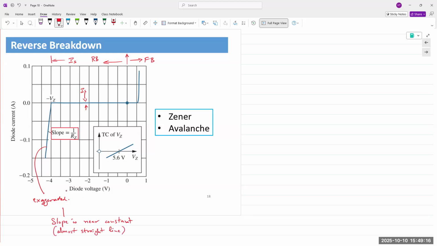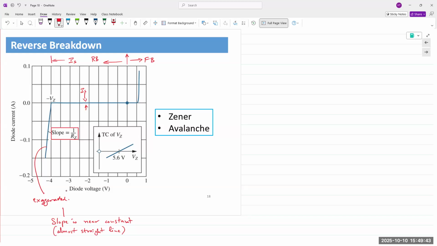Almost a straight line. So what is happening? There are actually two processes happening. There's a Zener breakdown, and there's something known as avalanche breakdown. Zener breakdown typically occurs for voltages of 5.6 volts or less. Avalanche breakdown occurs for voltages greater than 5.6 volts. There are two distinct and separate mechanisms.